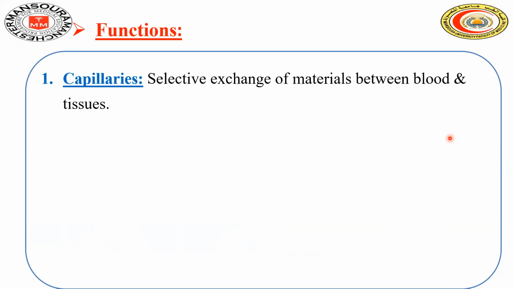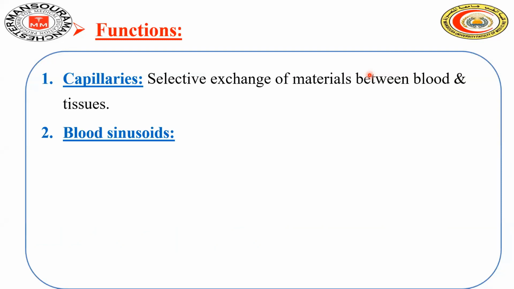So here are the sites of exchanging materials. Capillaries give the tissue oxygen and nutrients and take waste products from the tissue to the blood. So this is the first, most important and most famous function of capillaries in general. The capillaries all over the body are important for selective exchange of materials between the blood and the tissues.